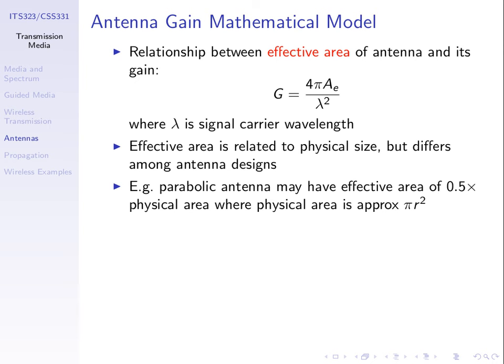If the size goes up, the area is going to go up. So the effective area, we'll explain a little bit more in a moment, but the effective area is related to how much area that antenna component covers. So it depends upon the size. So generally, a good rule to remember, if the antenna size goes up, AE will go up and G will go up. The bigger the antenna, the bigger the gain.